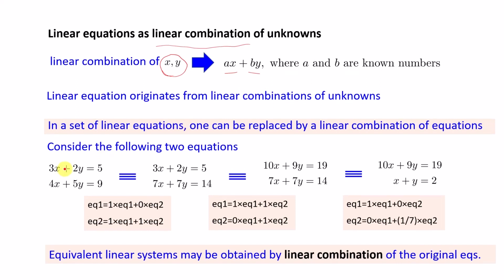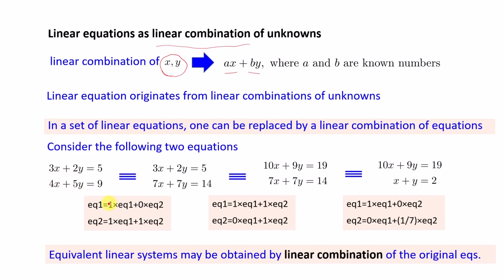Clearly, a linear equation such as 3x plus 2y equals 5 is a linear combination of these unknowns x and y. The idea here that we are trying to understand is that in a set of linear equations, one of these equations can be replaced by a linear combination of equations, and at the end the x and y will remain the same. This is a very important idea, and our first algorithm for solving linear equations is exactly based on this. So let us see these two equations, 3x plus 2y equals 5, 4x plus 5y equals 9.